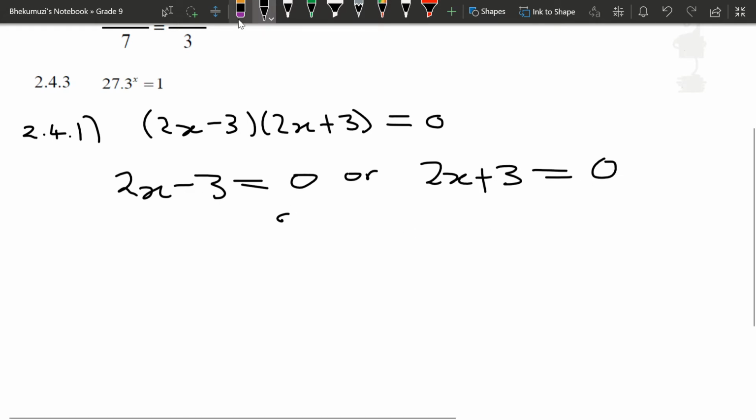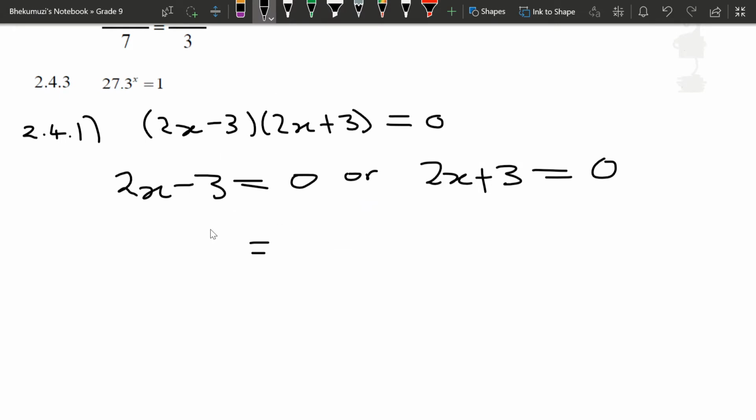Now, why did we do this? And why did we say "or" instead of "and"? "Or" means that whatever we get for 2x minus 3, and whatever we get for 2x plus 3, either one could be 0.